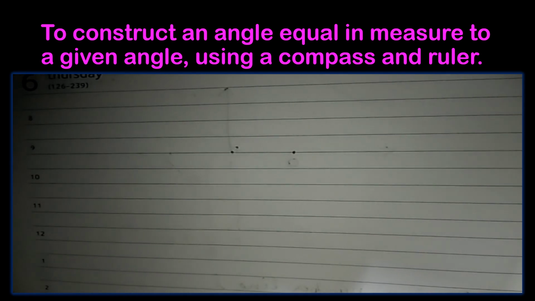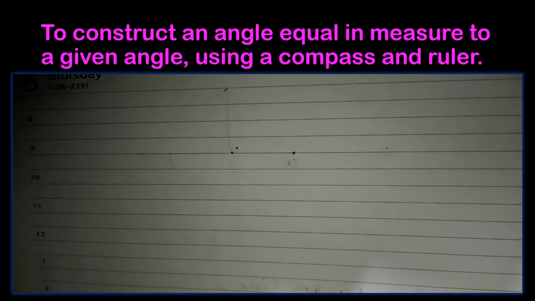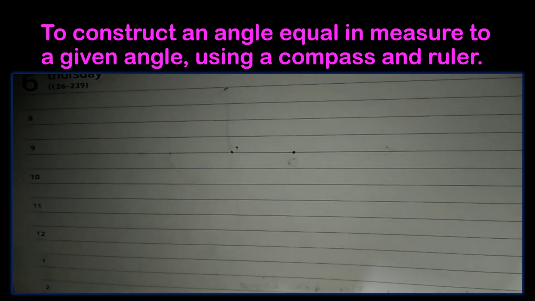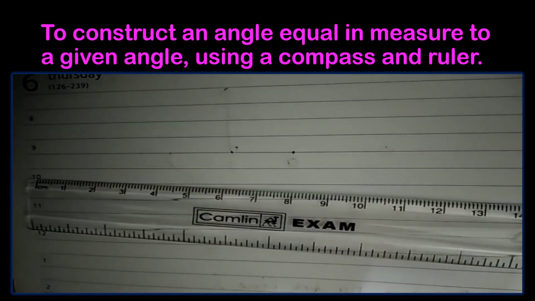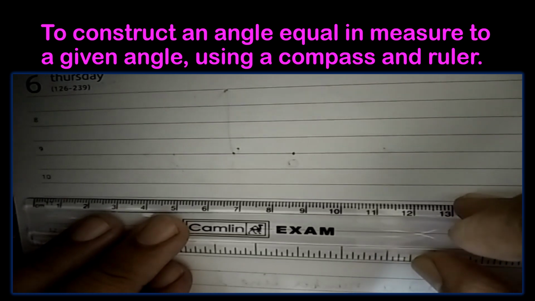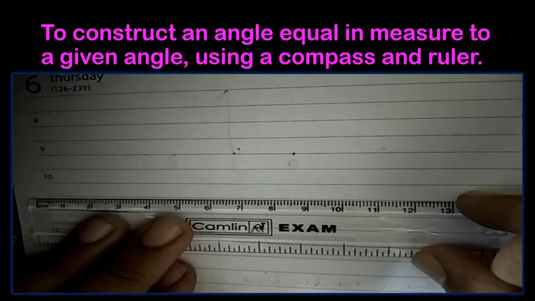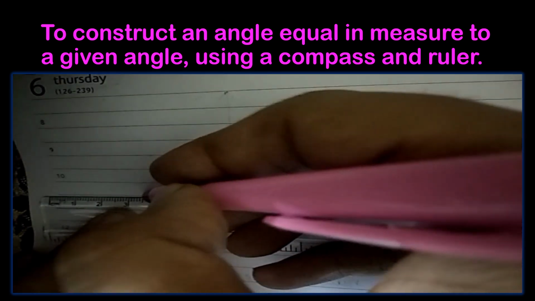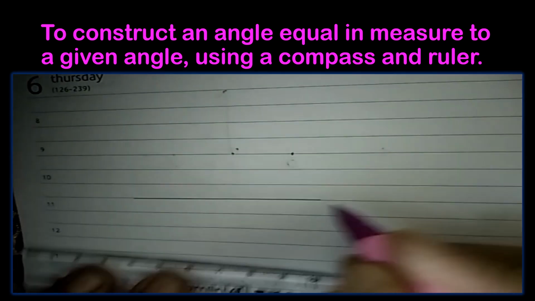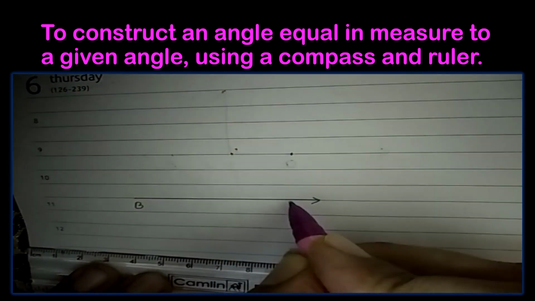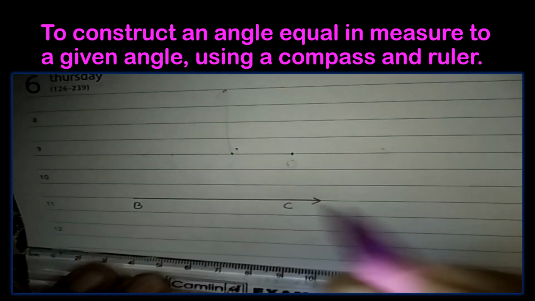Students, now we are going to see how to construct an angle equal in measure to a given angle using a compass and ruler. Okay, so let's make an angle which we will treat as a given angle. So suppose I have an angle drawn its base.